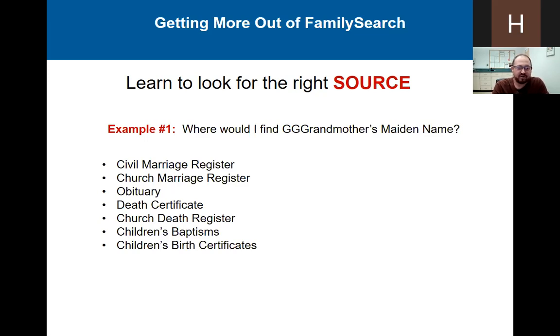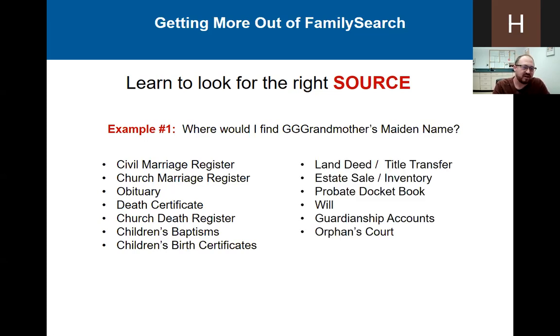Other examples here. If somebody's Baptist or they're Quaker, they're not going to have children's baptisms. And so those are places where, depending on the denomination or where you're at, those may or may not be records you can find this information in. So we need to think outside of the box, and this is where FamilySearch comes in, because many of these other records are available on FamilySearch.